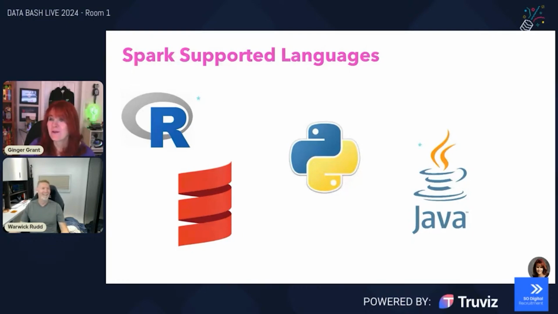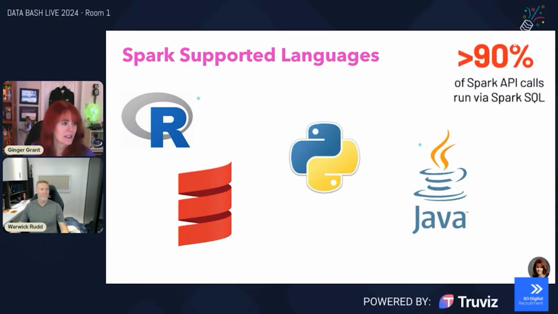There's a number of different languages that are supported in Spark as well. Most of the time, you'll hear all about Python. A little tip about Python: it wasn't really named after snakes. It was named after Monty Python, as the people who developed it were fans.